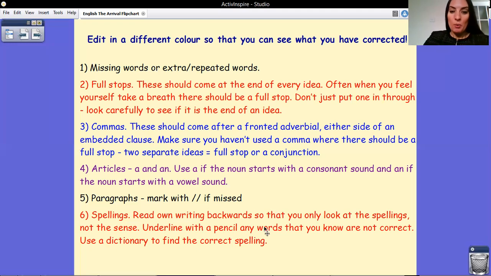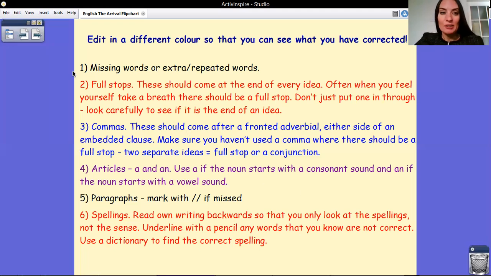And also, when we talk about spellings, it's if the spelling looks incorrect to you, because you're all very good readers, you might not know how to spell a word, but you will recognise if it doesn't quite look right. So even if you're not sure, underline it and you can check it later. Pause now and check your spellings.